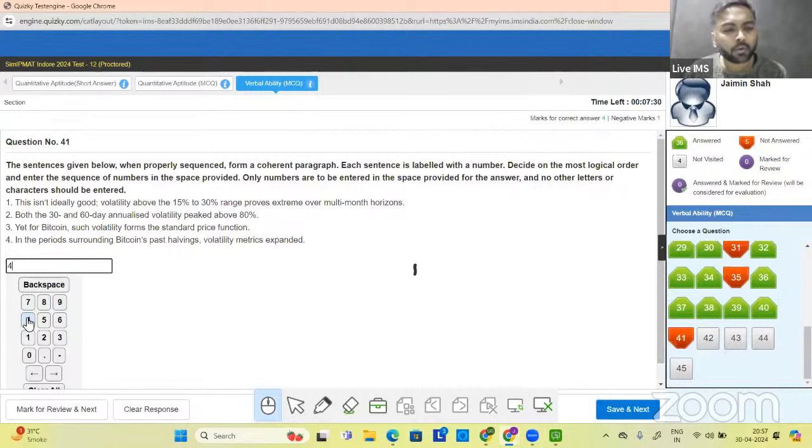In the period surrounding Bitcoin's past halving, volatility metrics expanded. Yet for Bitcoin, such volatility forms the standard price function. Both the 30 and 60-day annualized volatility peaked above 80%. This isn't really good. So it is 4, 2, 1, 3. Okay.